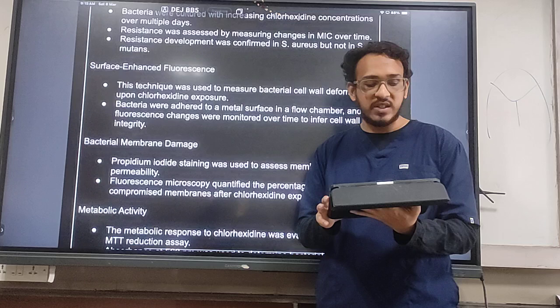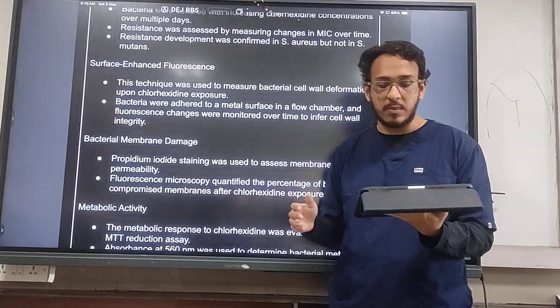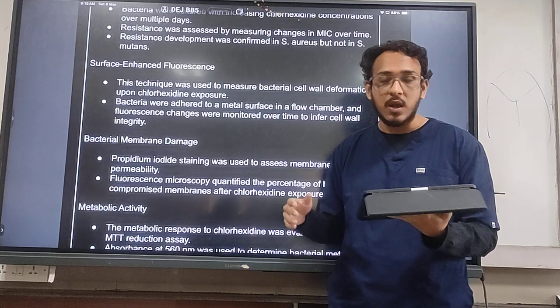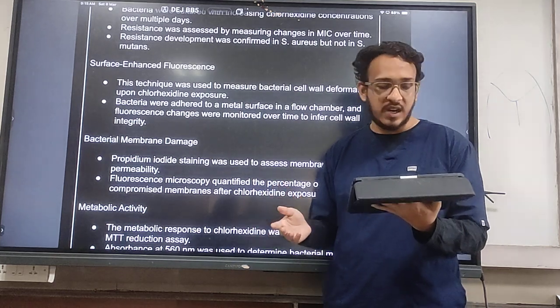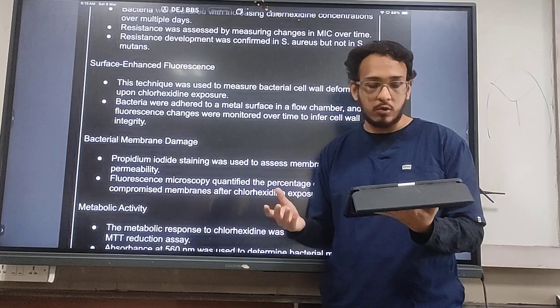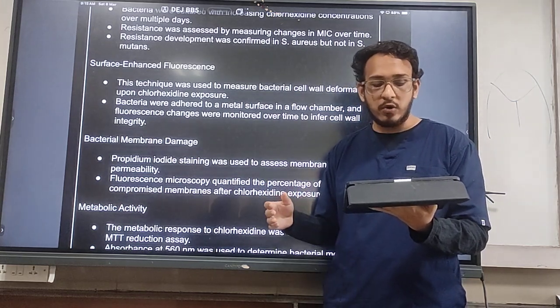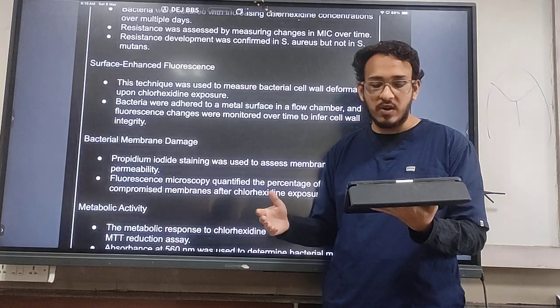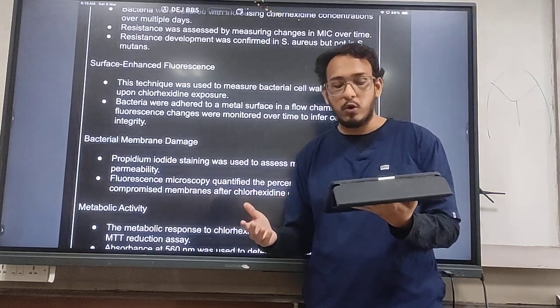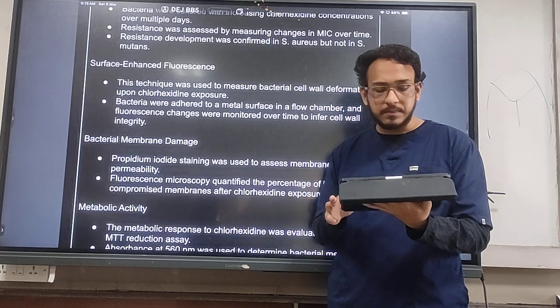So the surface enhanced fluorescence. This technique was used to measure the bacterial cell wall deformation upon chlorhexidine exposure. So the bacteria were adhered to a metal surface in a flow chamber, and the fluorescent changes were monitored over a period of time to infer the cell wall integrity.